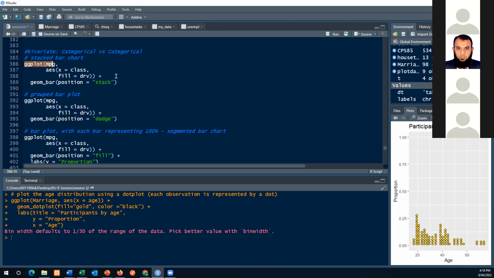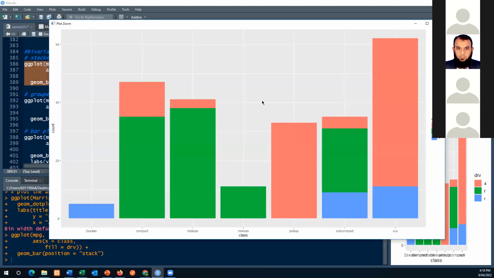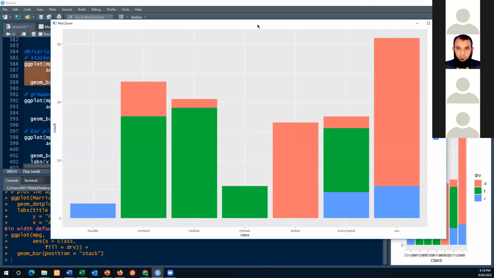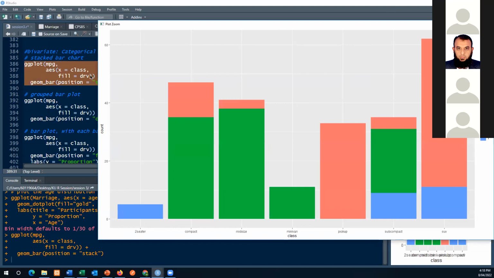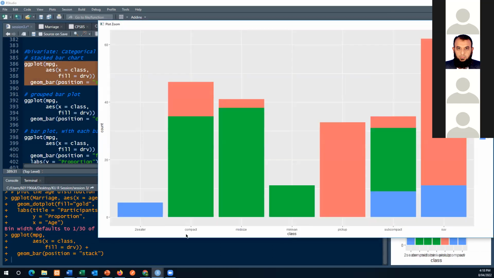So this is the MPG, the mileage per gallon, our car data set. This is the stacked bar chart. You can see the X-axis is a category. The Y-axis is also a category, and it is telling us the class. X is the class filled by drive. So there are 4-wheel drive, front wheel drive, rear wheel drive. Both are categorical data.